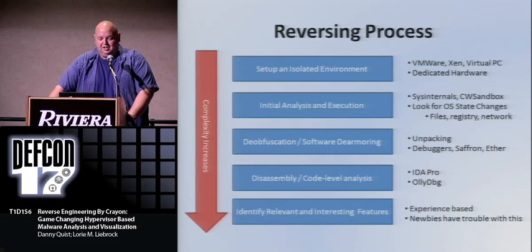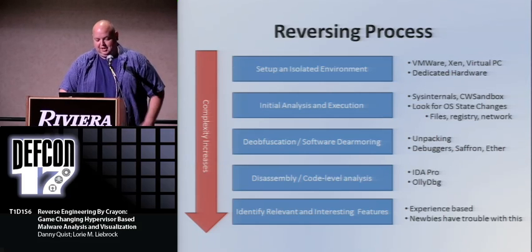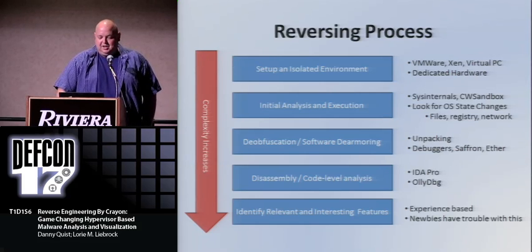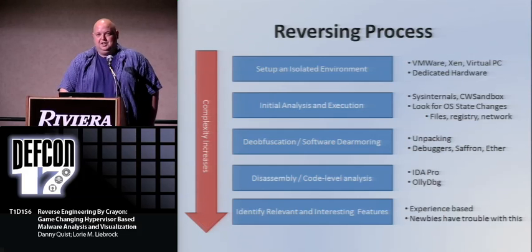Then we get into the initial analysis, and this is using the real high-level tools like Sysinternals to look for system calls and monitoring any sort of operating system state change. The next one is removing obfuscation and de-armoring a program. So this is unpacking using debuggers, Saffron, or Ether. And then we get into disassembly. So this is with IDA Pro or OllyDbg or dumpbin if you're so inclined. And then the next part is identifying relevant and interesting features.